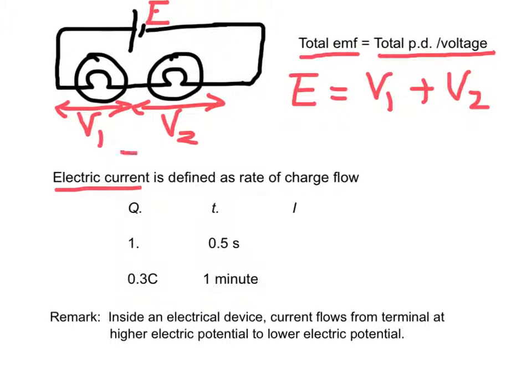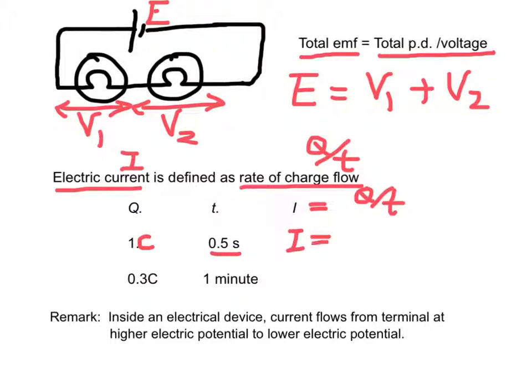Electric current I is defined as the rate of charge flow, Q over T. That means I equal to Q over T. Example: Q is 1 coulomb and T is 0.5 seconds, then the current I equals 1 over 0.5, which is 2. The unit of I is coulomb per second, or we say equal to 2 ampere, A.